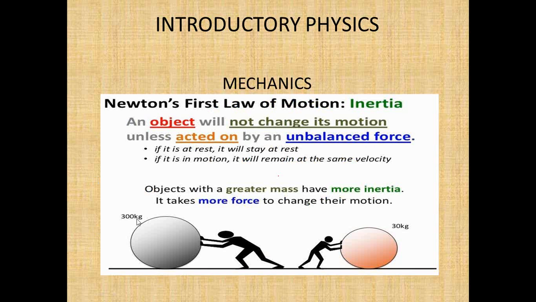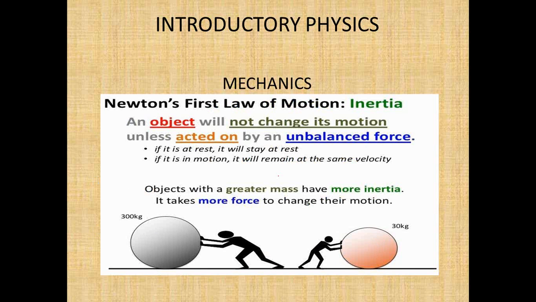Again, if you have an object of 300 kg and an object of 30 kg, the 300 kg object is going to resist a change in its motion more than the other one. So the larger object has more inertia. It doesn't necessarily mean largeness gives more inertia, because if the smaller object is much more dense, then it can have more inertia.